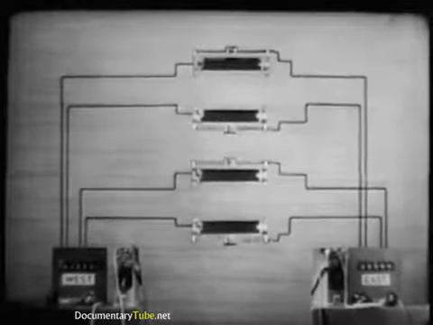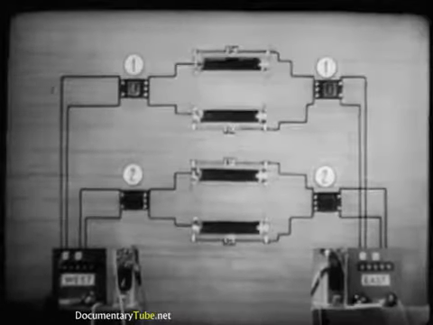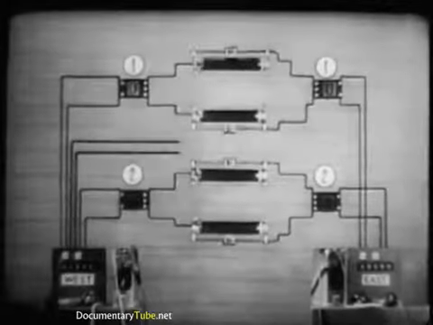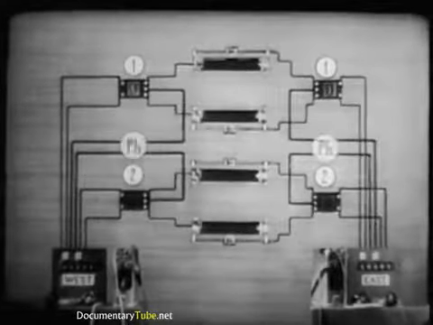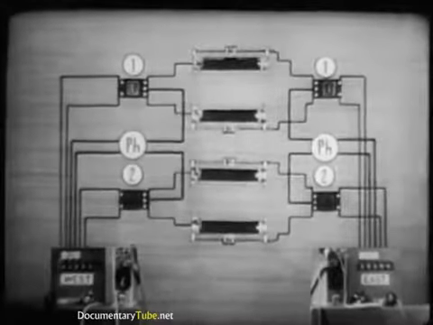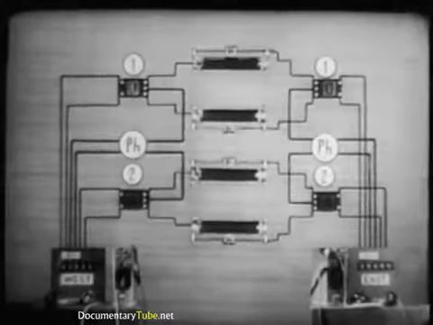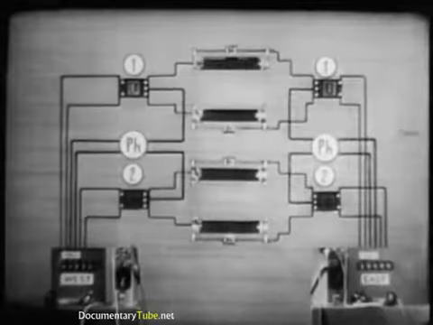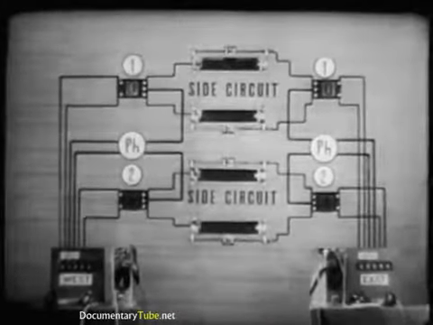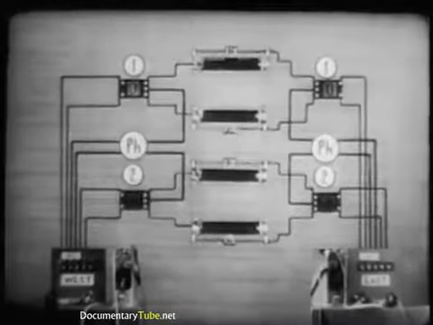The first step is to insert a repeating coil at each end of each line. The phantom may be a telephone or telegraph circuit. We're going to use it for telephone. We now have our phantom circuit. The 2 original circuits are now known as side circuits. Altogether, the 3 circuits form a phantom group.